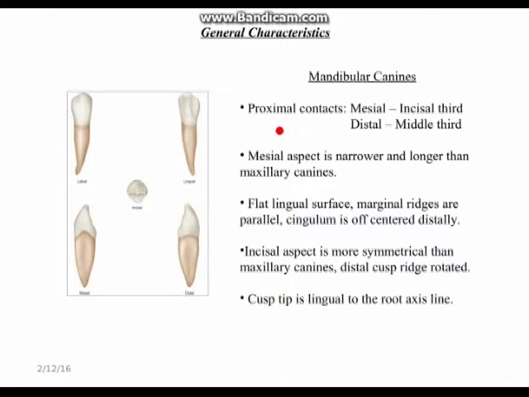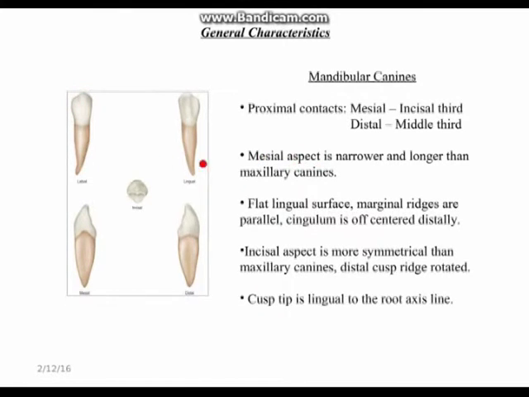Okay. Mandibular canines. This is a summary of any mandibular canine, whether it's right or left. Proximal contacts. The proximal contact of a mandibular canine on the mesial is going to be the incisal third, so it's going to contact the other tooth right here. It's going to contact with the lateral on the incisal third, and on the distal part right here, it's going to contact in the middle third because the bulkiness of the convexity is going to be in the middle third. So realistically, it's going to contact with the first premolar in the middle third. So mesially, incisal third, distally, middle.